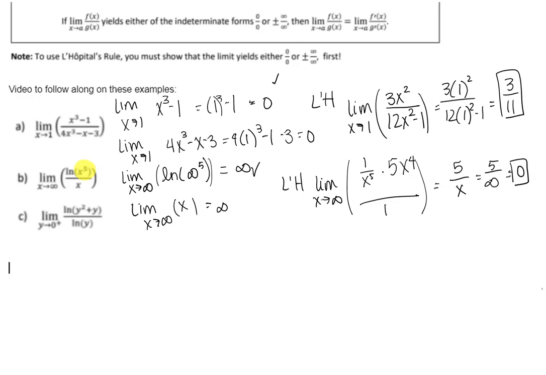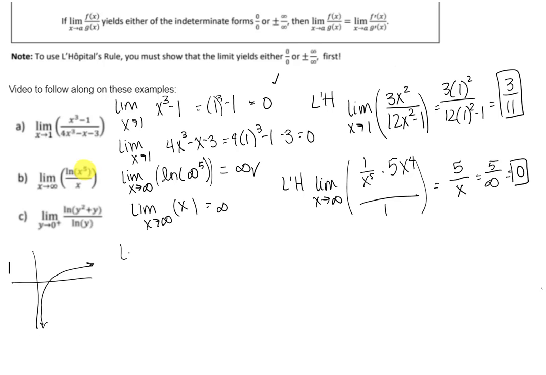The very last one is we're looking at the limit as y approaches 0 from the right-hand side of the natural log of y squared plus y over the natural log of y. Now, I know right here that, first off, we're using y, and that's fine because everything is in terms of y. Second off, I might look at this and think, oh, I don't know about this guy right here. But I do know that if I think about what a natural log graph looks like, as it approaches 0 from the right-hand side, we're getting closer and closer to negative infinity.